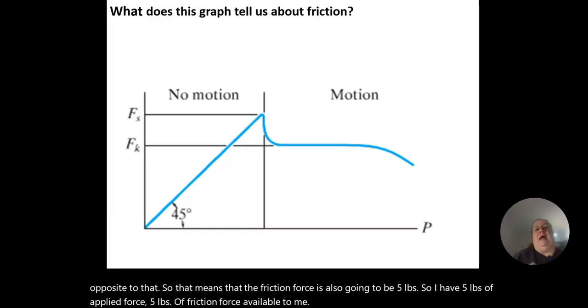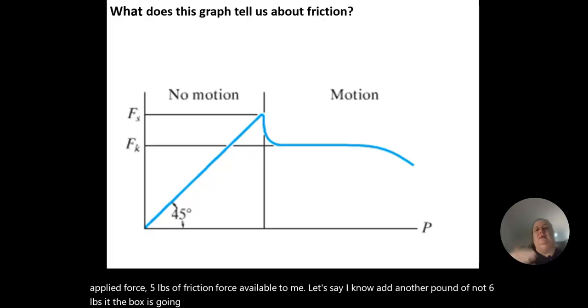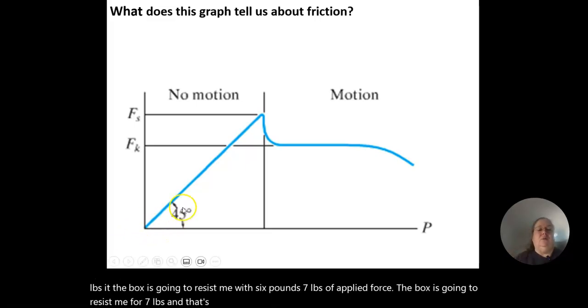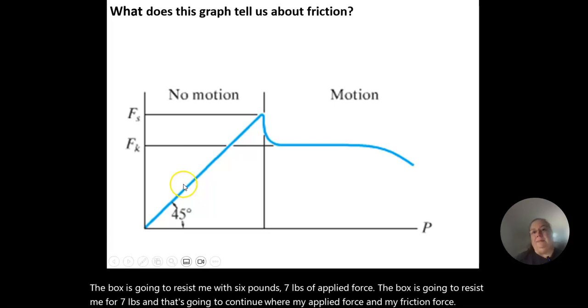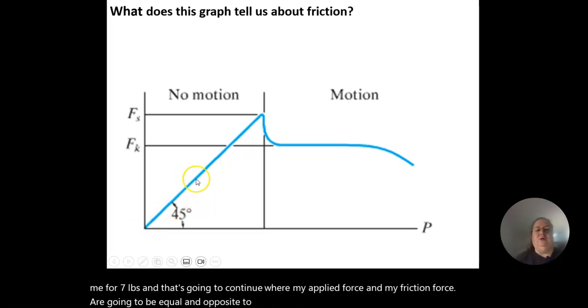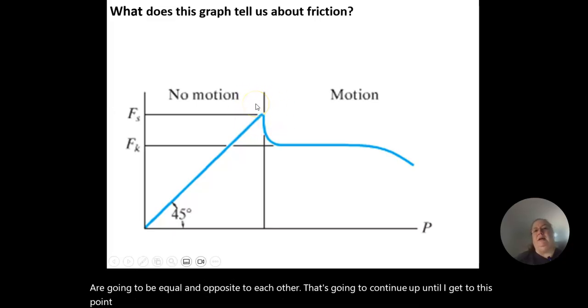Let's say I add another pound, I'm now at 6 pounds. The box is going to resist me with 6 pounds. 7 pounds of applied force, the box is going to resist me with 7 pounds. And that's going to continue, where my applied force and my friction force are going to be equal and opposite to each other. That's going to continue up until I get to this point at the top, which we'll talk about in a minute. It's called the breakaway point.